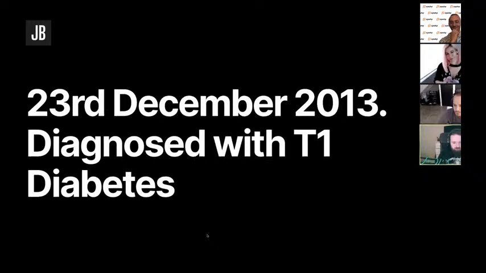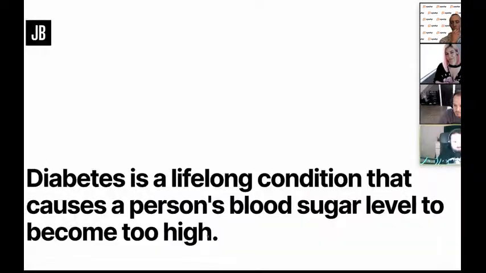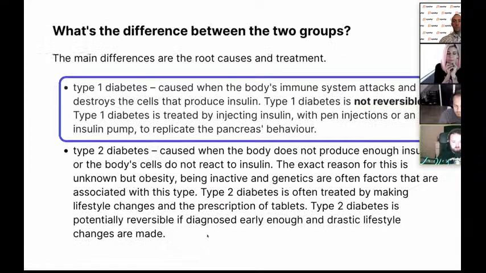And I don't want to spend a great deal of time talking about biology and diabetes, but we need to go through it in order to understand what the problem that I'm trying to solve is. So diabetes is a lifelong condition that causes a person's blood sugar level to become too high. And if you've ever come across the term diabetes, you might be familiar with these two groups that it falls within. We have type 1 diabetes and type 2 diabetes. Now, this information here is taken from a blog that I wrote on my website, which you can find at jamiebradley.dev.